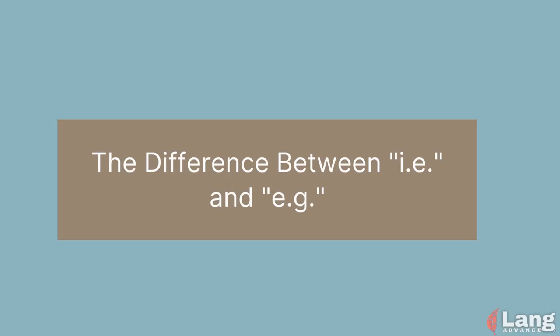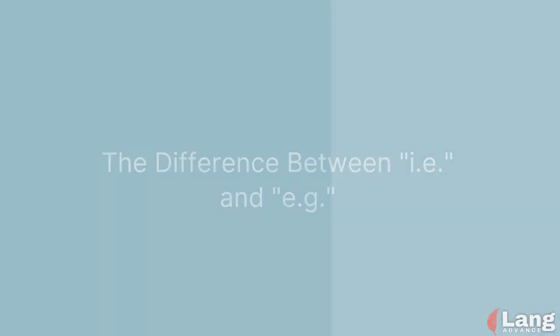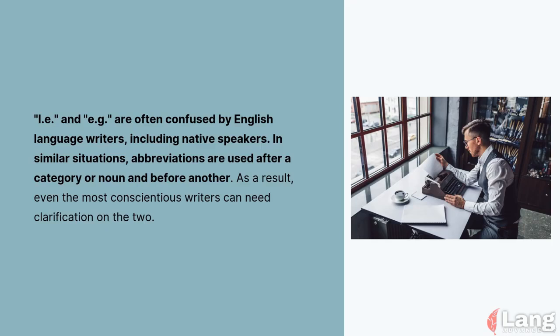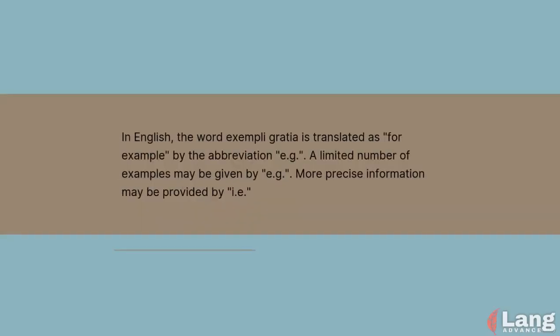The difference between i.e. and e.g. Id est and exempli gratia are often confused by English language writers, including native speakers. In similar situations, abbreviations are used after a category or noun and before another. Even the most conscientious writers can need clarification on the two. In English, the phrase exempli gratia is translated as for example by the abbreviation e.g.